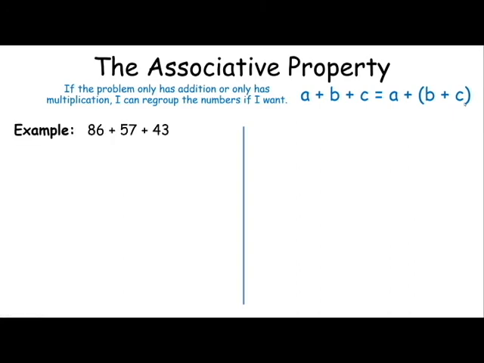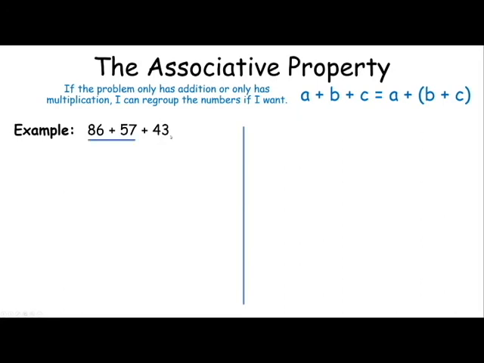Let me give you an example. In elementary school, you probably had problems like 86 plus 57 plus 43. And using order of operations, we should have to add 86 and 57 together first. However, 86 plus 57 is not easy addition. When I look at this, I happen to notice that 57 and 43 are easy addition.